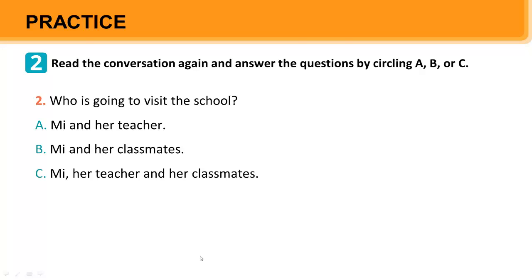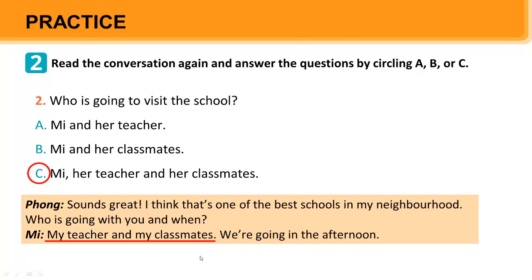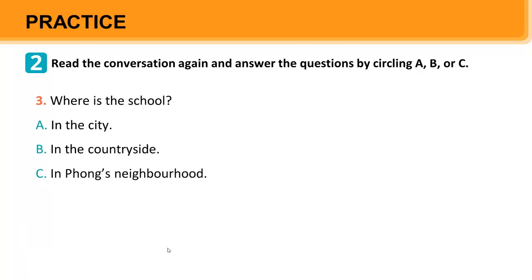Question number 2. Who is going to visit the school? Okay, that's me, her teacher and her classmate. And the clue: I think that's one of the best schools in my neighborhood. Who is going with you and when? Me, my teacher and my classmate. We are going in the afternoon. So we can see my teacher and my classmate is the correct answer.